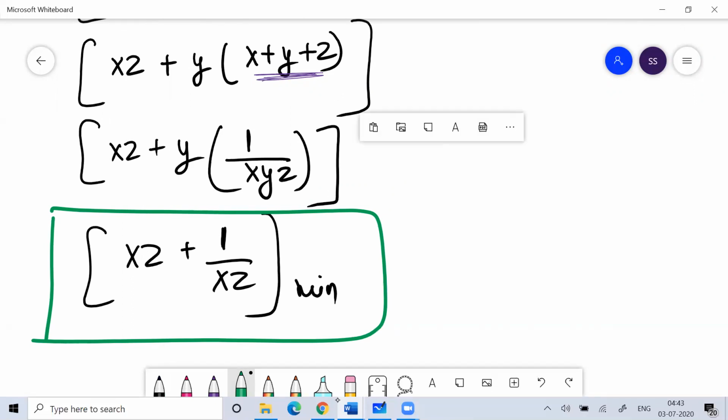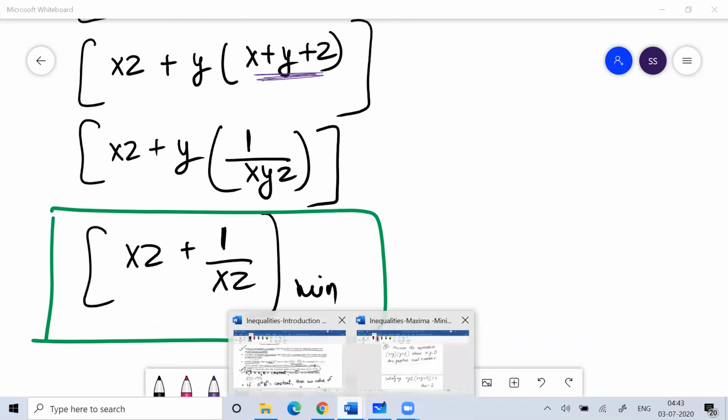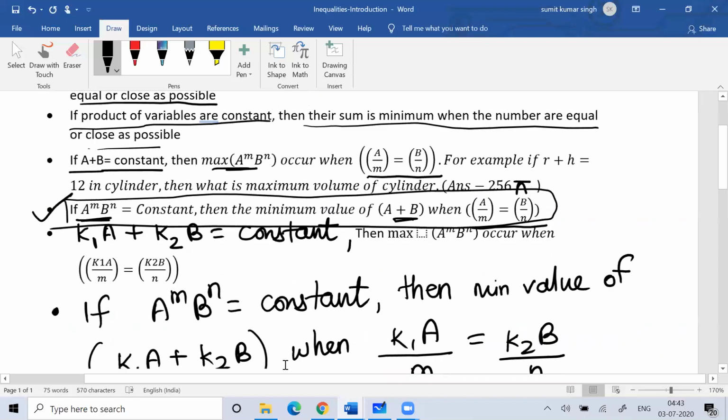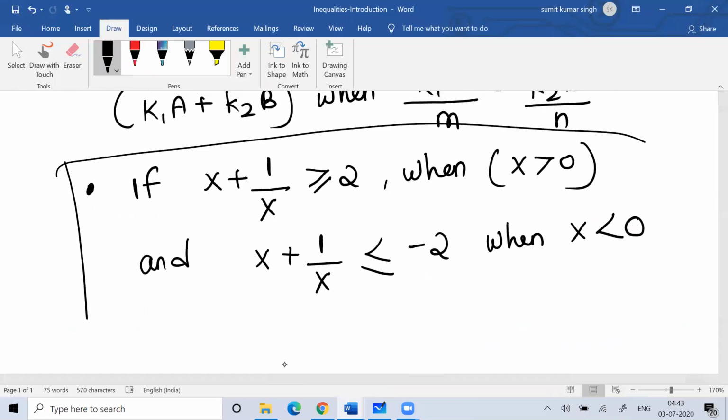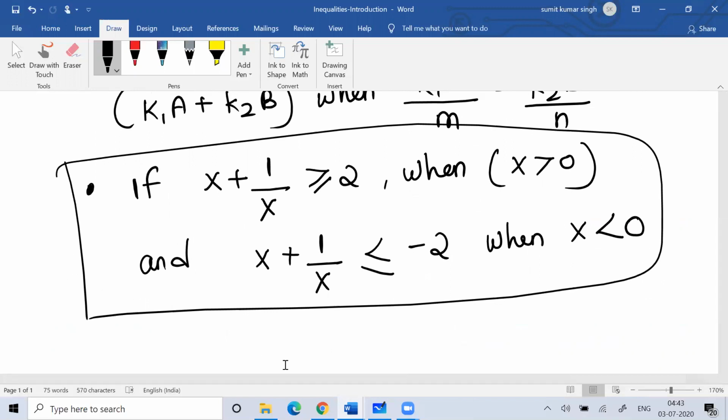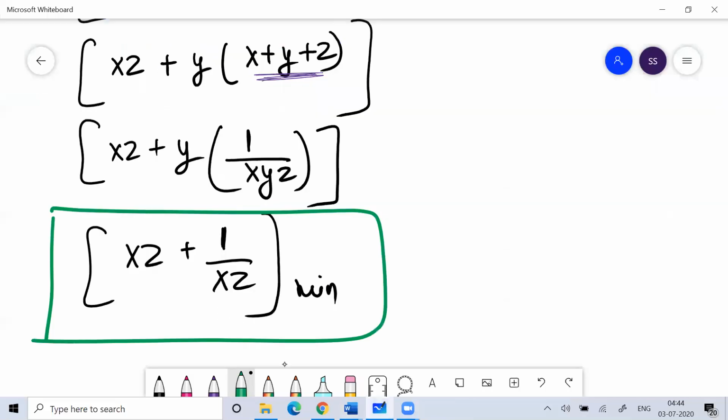You have to remember one thing always, this concept. This is a very important concept: if x is greater than 0, then x plus 1 by x is always greater than or equal to 2. Please see that. So if your x is greater than 0, then x plus 1 by x should be greater than or equal to 2. Okay, so you can understand that.